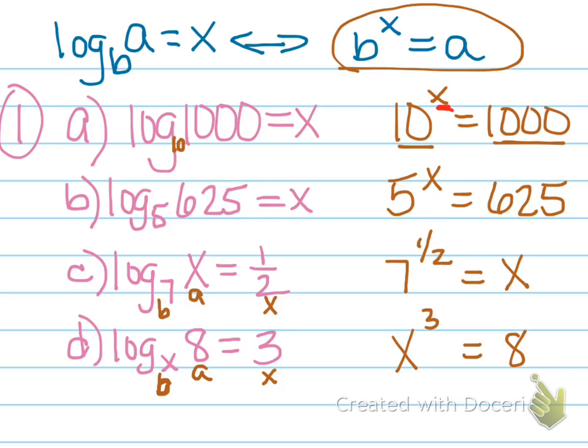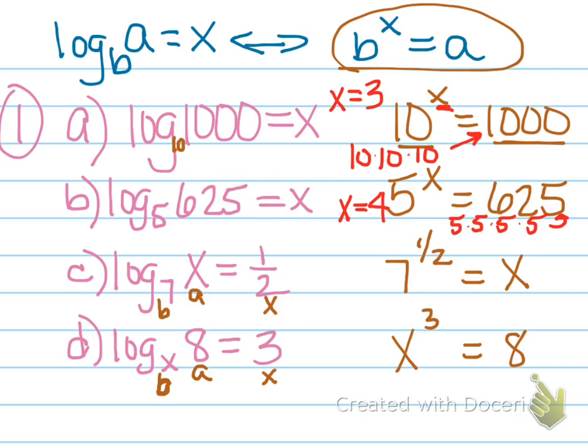Well, 10 to what power is going to give me 1,000? Well, 10 times 10 is 100. I multiply by another 10. That gets me 1,000. So x has to equal 3. 5 to what power is 625? Well, 5 times 5 is 25, times another 5 is 125, and times another 5 is 625. So this x would equal 4.